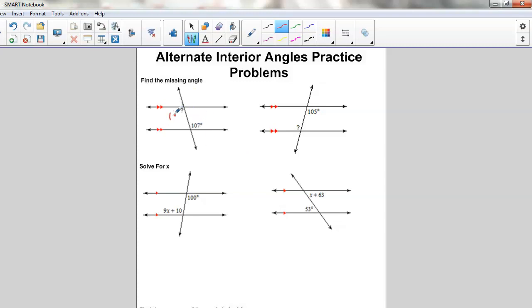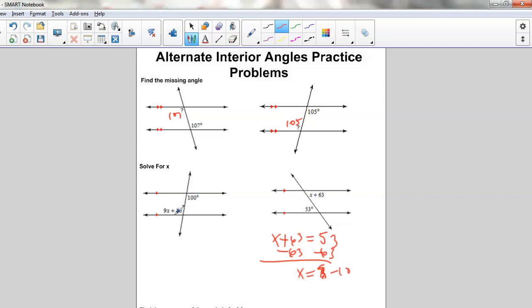This is alternate interior, so this is also 107. This is alternate interior, so this is also 105. These two should be equal to each other because they're congruent. Congruent means they're equal. Do some math and figure out what the value of x is. Subtract 63, subtract 63, should be negative 10.